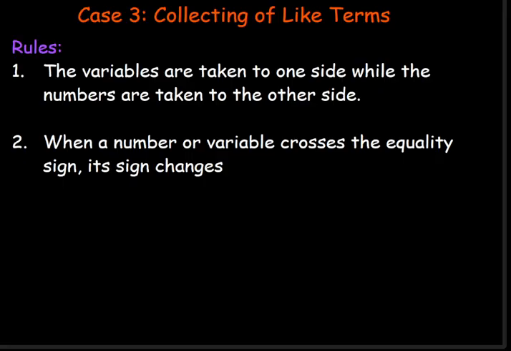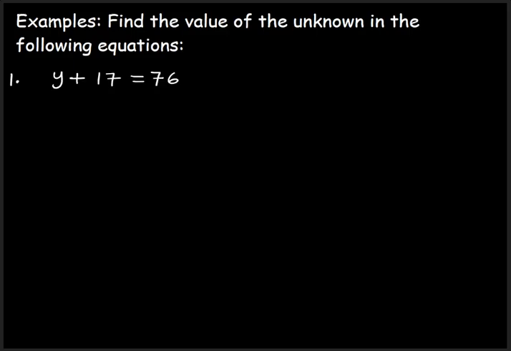Then number two, when a number or variable crosses the equality sign, its sign changes. Take note, when a number or variable crosses the equality sign, its sign changes. So when you are taking a variable to another side, if it was plus, when it crosses the equality sign, it should carry minus. And if a number crosses the equality sign, the sign of that number should change. So let's jump into the examples.